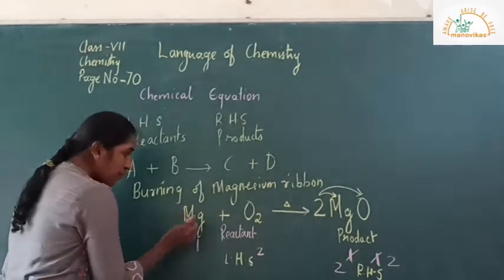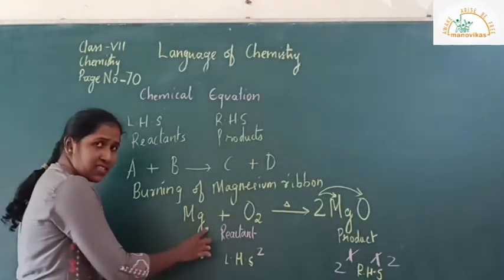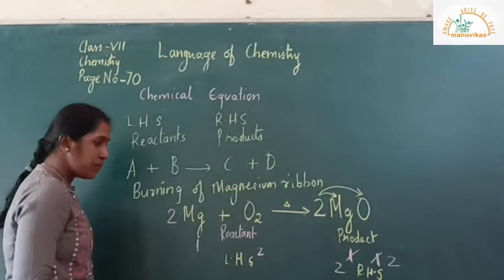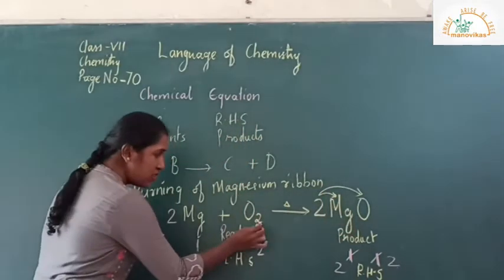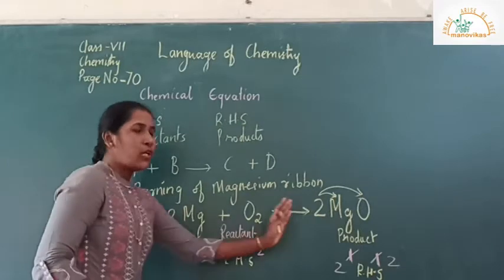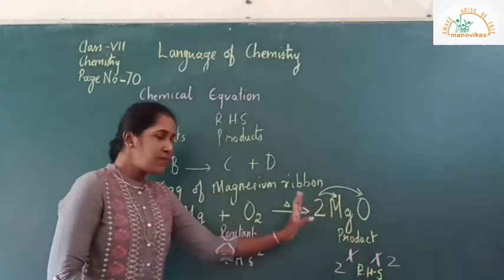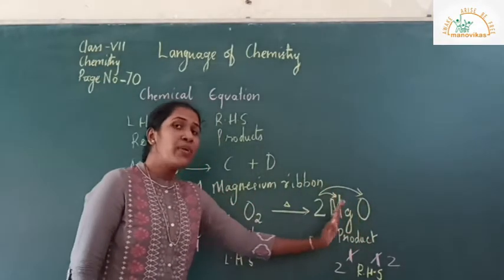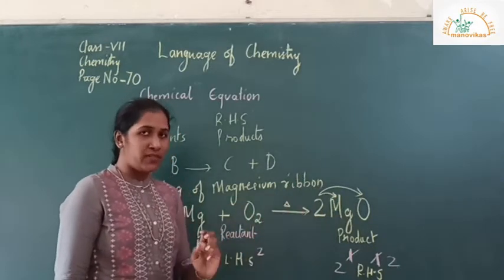So for that I can't change the formula. It will remain as it is. But I can put the coefficient 2 over here. So magnesium is 2, here also magnesium is 2, oxygen is 2, here also oxygen is 2. Now the equation is balanced. So once the equation is balanced, that is, the left hand side is equal to the right hand side, we can say it is a balanced chemical equation.